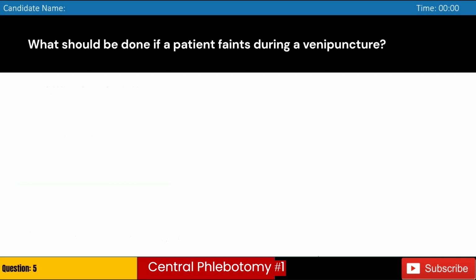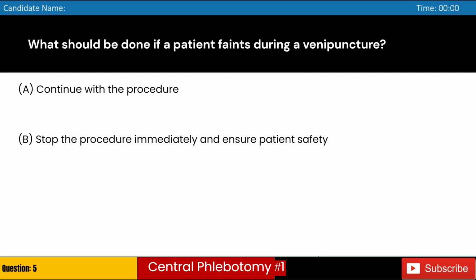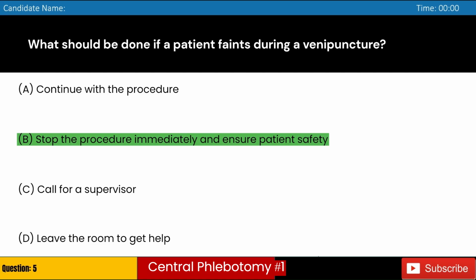What should be done if a patient faints during a venipuncture? A. Continue with the procedure. B. Stop the procedure immediately and ensure patient safety. C. Call for a supervisor. D. Leave the room to get help. Answer: B. If a patient faints, the procedure should be stopped immediately, and the patient's safety should be ensured.